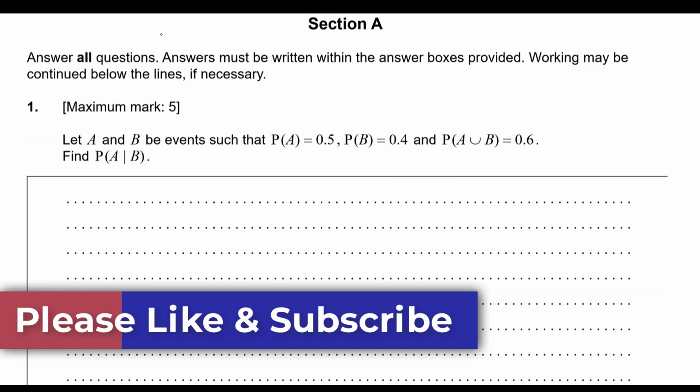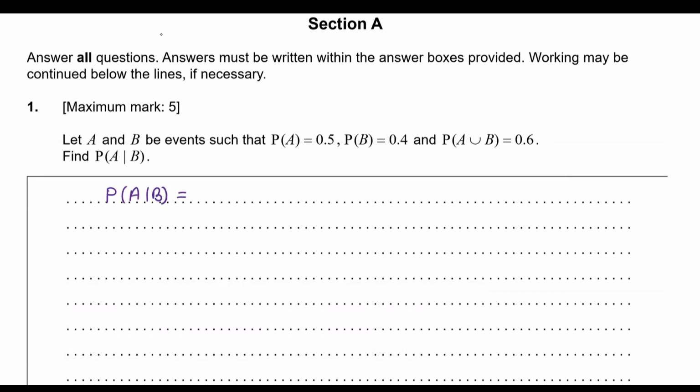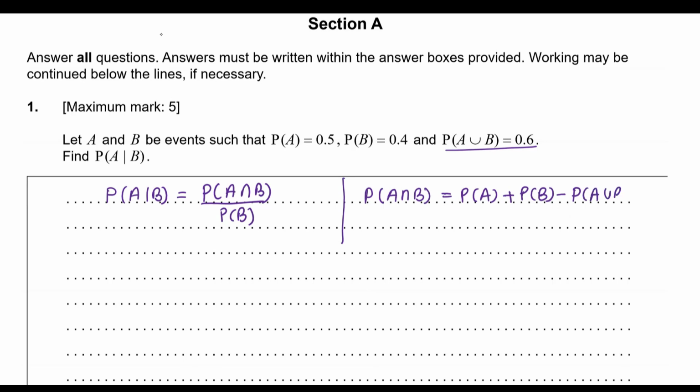From the formula booklet we can get the formula for conditional probability, and that is the probability of A given B as P of A intersection B over P of B. In the question we have P of A union B. So first of all we need to find the probability of A intersection B, which is going to be done with the help of the addition law of probability. The addition law says that A intersection B is the probability of A plus the probability of B minus the probability of A union B. It becomes 0.5, it is given, plus 0.4, it is given, minus 0.6, it is given, and this becomes 0.3.